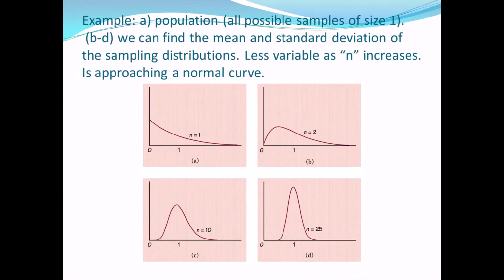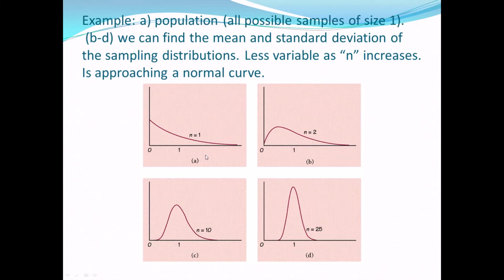Here, this is just a quick exploration in how variation changes as sample size changes. If you look at A, these are all possible samples of size 1. Well, anything that's just all possible samples of size 1 is your population, right? Because you look at things individually.